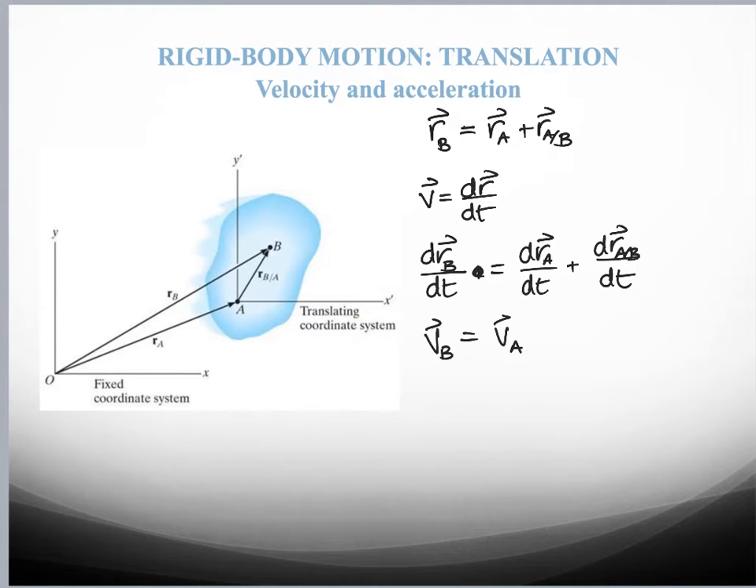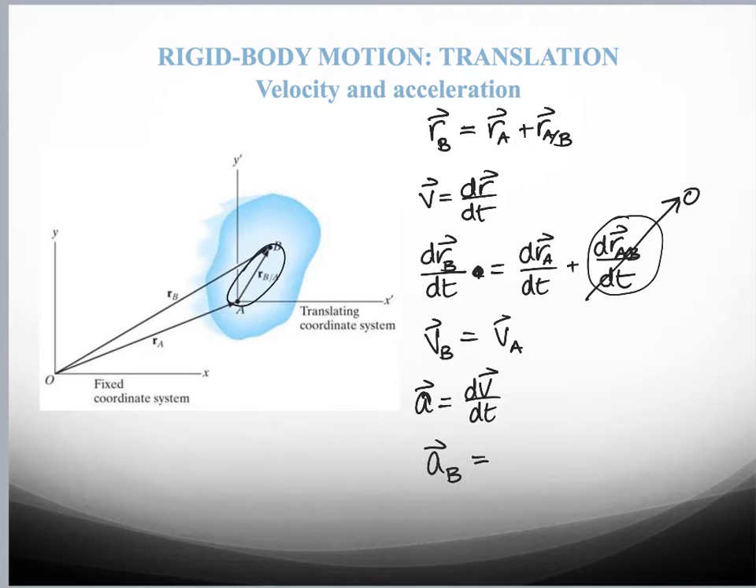Now this derivative is talking about this vector right here, the motion of B with respect to A, and whether it changes or not. But it's a rigid body, so by definition this quantity is 0. From this, we can also find the acceleration, which is the derivative of velocity with respect to time. So here we find the acceleration of B is equal to the acceleration of A.